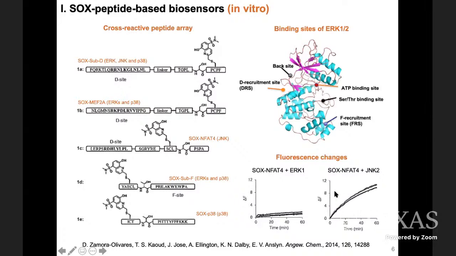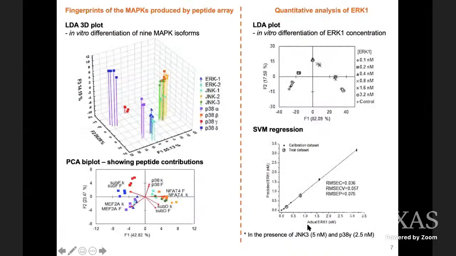Then we put the peptide array with the 9 MAPK isoforms and get the fluorescence changes in the 20 minutes, along with the calculated rate constant. Using those data as the input for the chemometric analysis, here is the LDA score plot showing the in vitro differentiation of these 9 MAPK isoforms. And from the PCA biplot, we can see the contribution of each peptide to the certain kinase group.